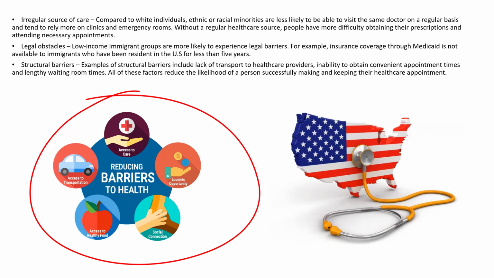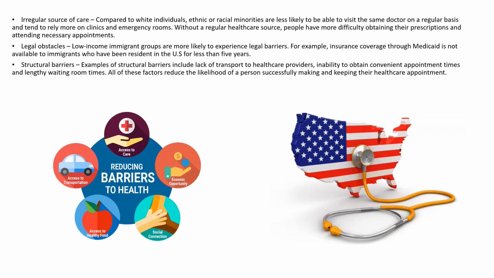Another whole group of barriers are structural barriers. What are the examples of structural barriers? They're like, do you have the transportation to get to the doctor's office? Do you have the ability, time-wise, to be at the doctor's office and to stay there for your health care appointment? All of these factors reduce the likelihood of a person successfully making and keeping their health care appointments.